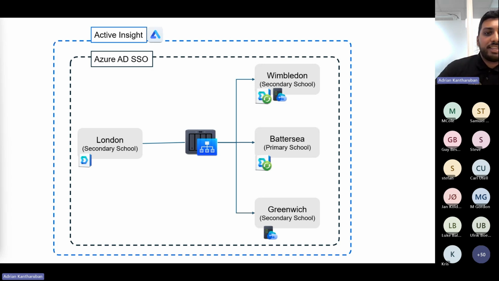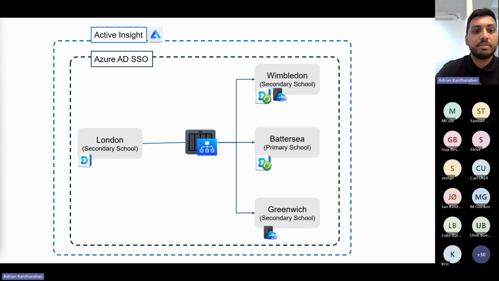Lastly, this is our final setup. This is the way the scenario has worked out. We have London being the initial setup. We have Wimbledon, Battersea, and Greenwich as the new sites. Any staff from any of those places can log in from anything using their Azure Active Directory login. And finally, the sysadmin can monitor all of this using Active Insight. So with that, we've essentially hit all of the hurdles, all the parameters in this use case.